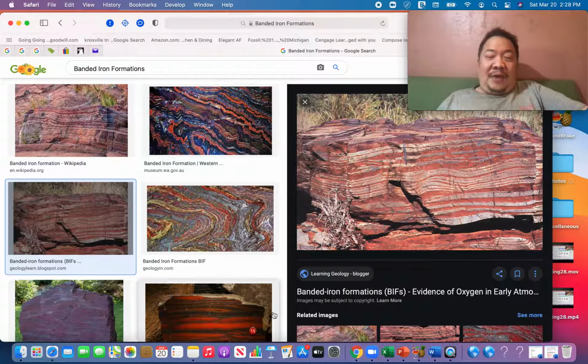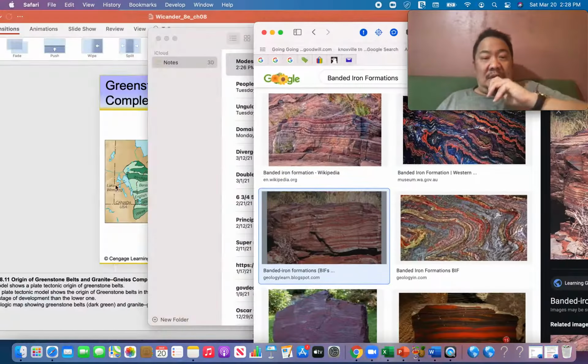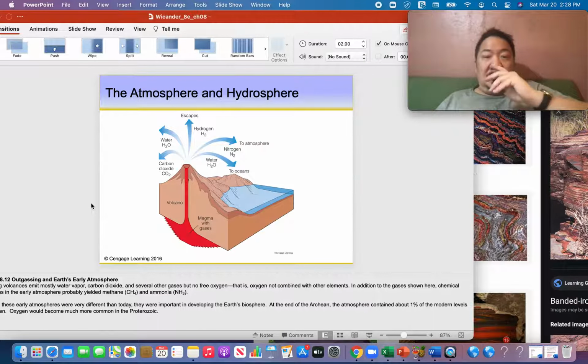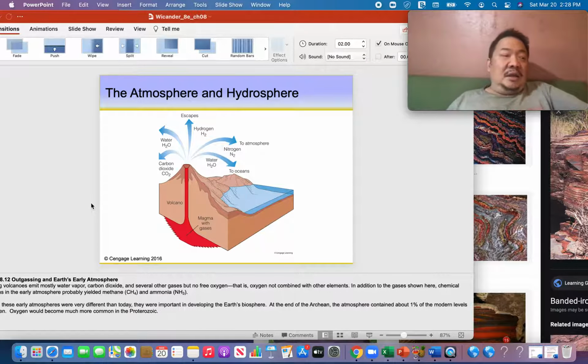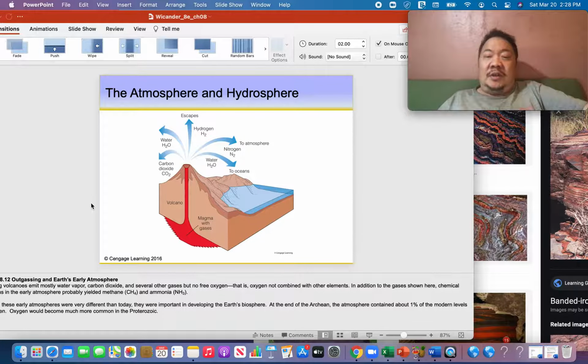Don't forget there's 5 main types of rocks found in the Archean: granite gneiss complexes, greenstone belts, BIFs, stromatolitic limestones, and pillow basalts. Let's take a look and see how our atmosphere formed. Our atmosphere is the gases above the surface of the earth, such as oxygen that allows us to breathe. And that's where all the clouds and weather occur.